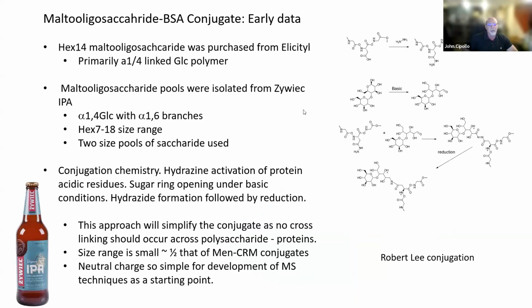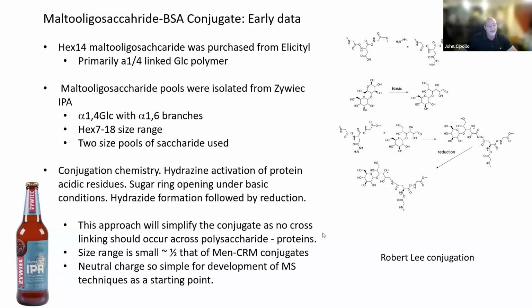So this is just the chemistry involved in our model conjugate. We have oligosaccharides which were isolated from a particular beer. We found a fortuitous presentation of 1,3 and 1,6 branches. The 1,6 makes it a little more soluble, so solubility won't be an issue compared to more of a linear 1,4 glucose polymer.